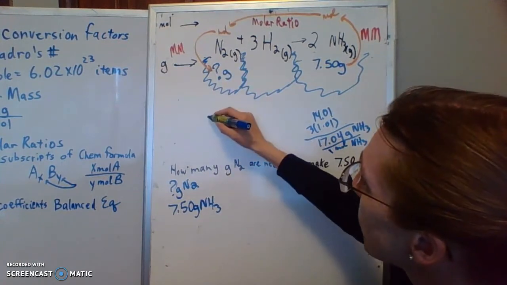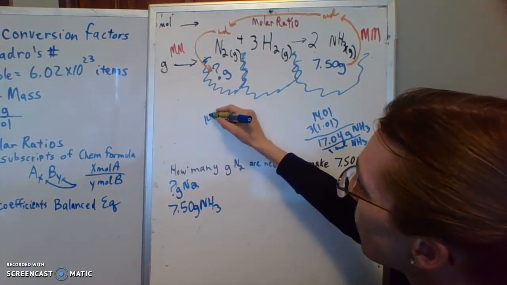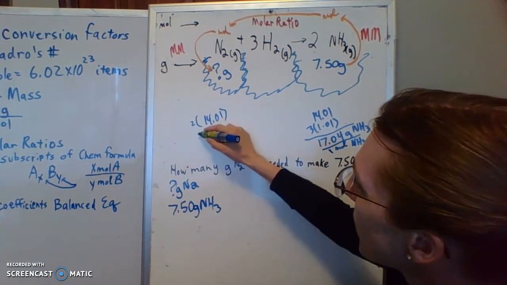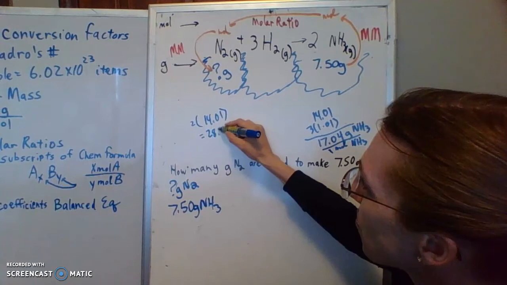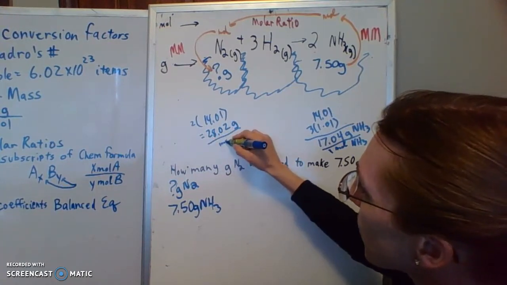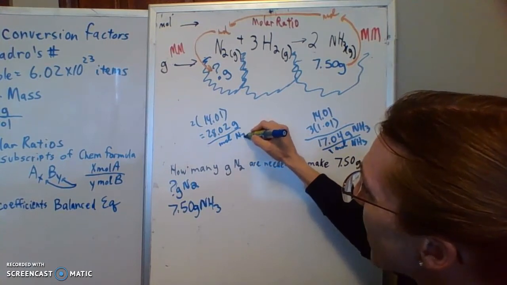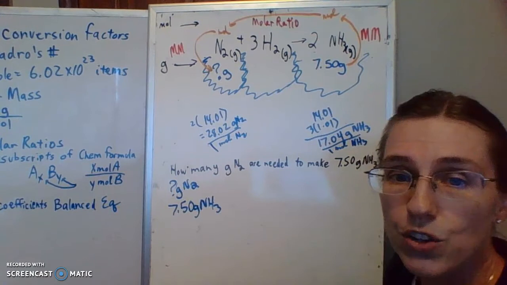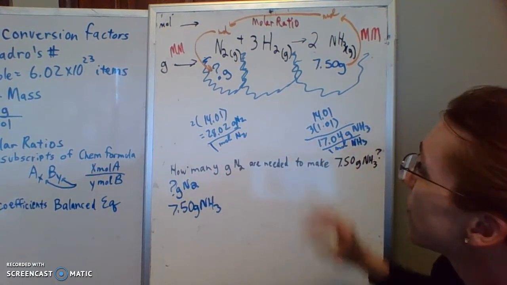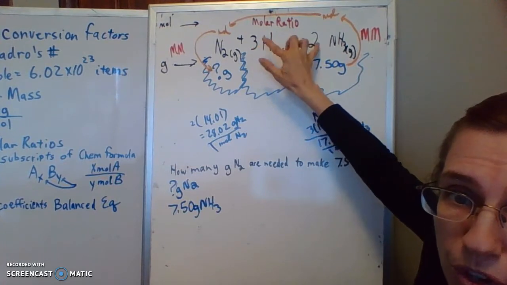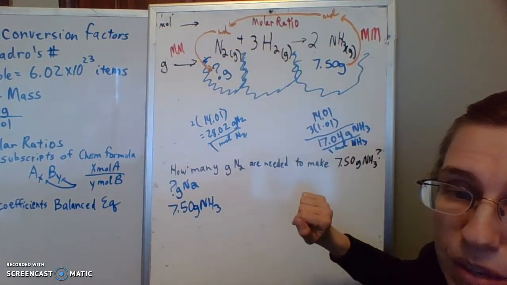Then we need the molar mass of N2 as well. So N is 14.01. We have 2 of them. So we end up with 28.02. And of course, the units are grams per mole. And this is for the N2. Okay. So here we've got those conversion factors. And the molar ratio we're going to pull out from the coefficients of our balanced chemical equation.